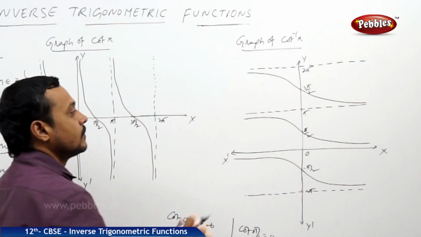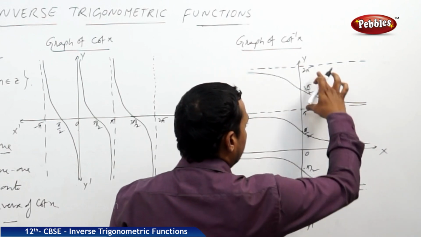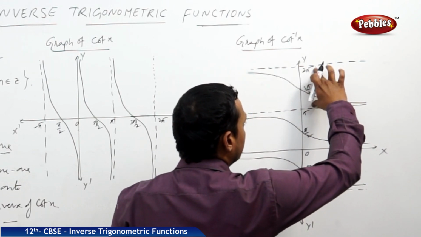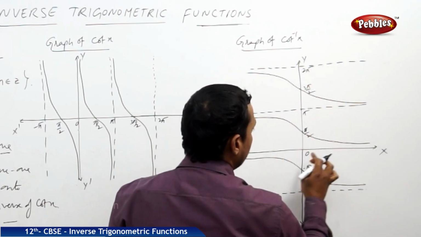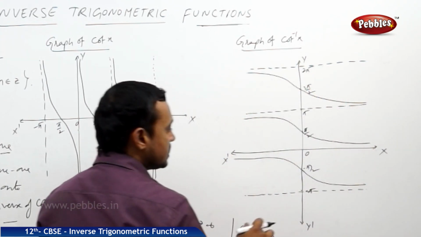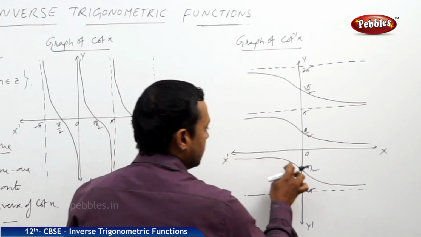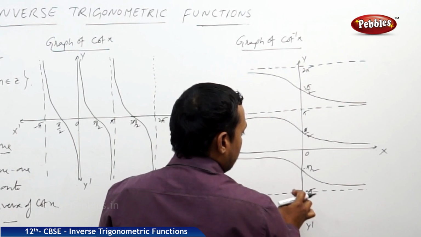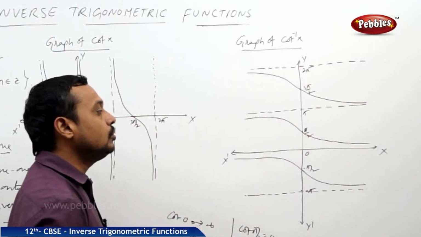Similarly, from minus infinity to plus infinity, we can take the same set of cot inverse values from pi to 2 pi, and the graph is similar to that of 0 to pi. Now, in the same way, in the interval minus pi to 0, the cot inverse x graph is also the same as the graph of 0 to pi.